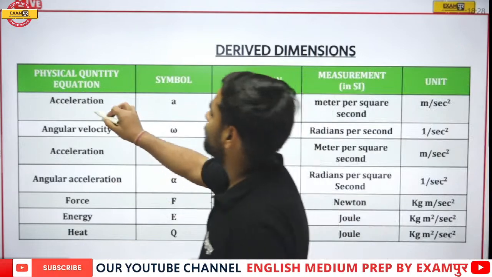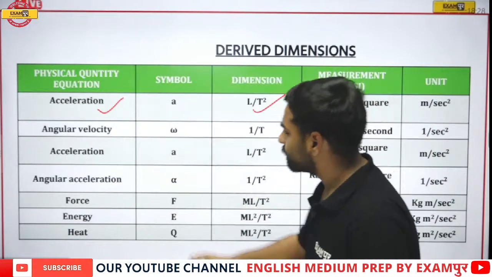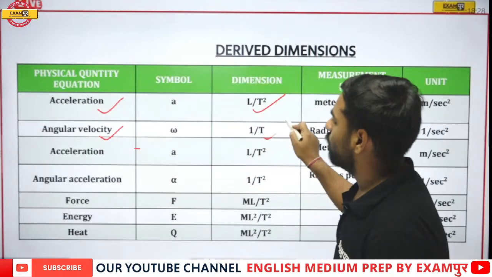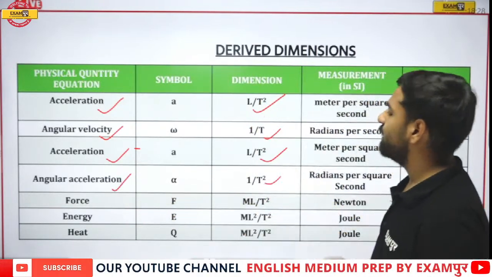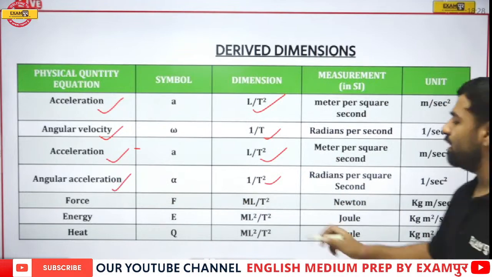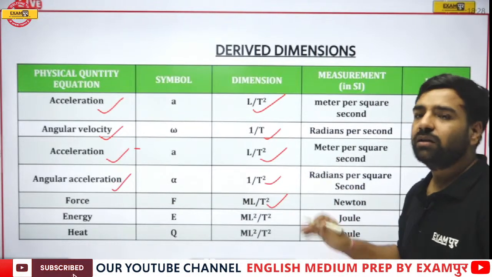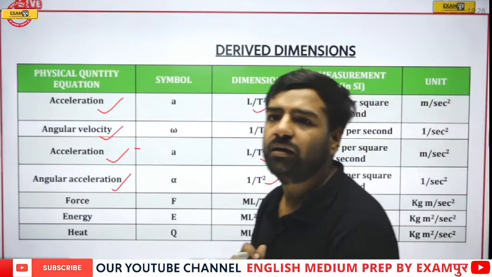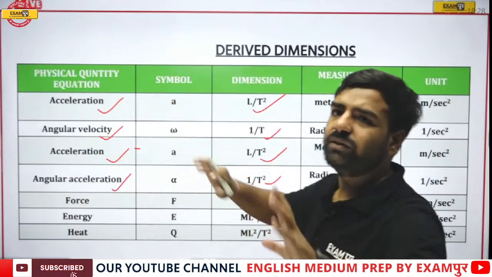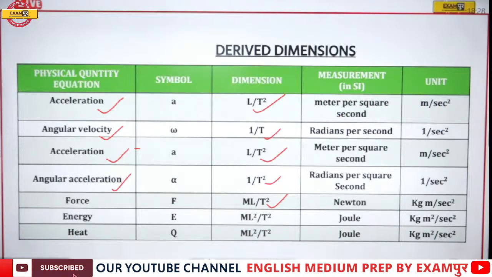You can talk about acceleration, that is L by T square. Then angular velocity 1 by T, acceleration L by T square, angular acceleration 1 by T square, force M L T minus 2. These are the dimensions. Now, if anyone has doubt, please let me know. Okay, so you are aware of these things now. Okay, then no issues.